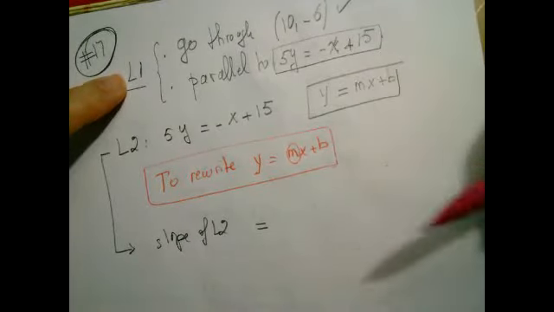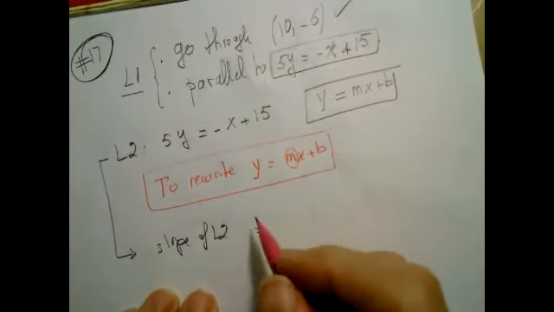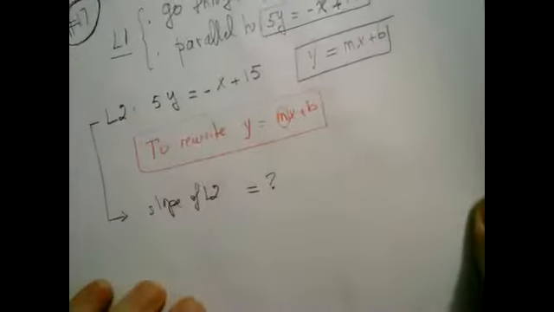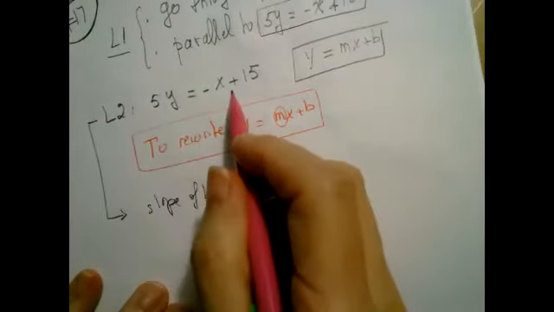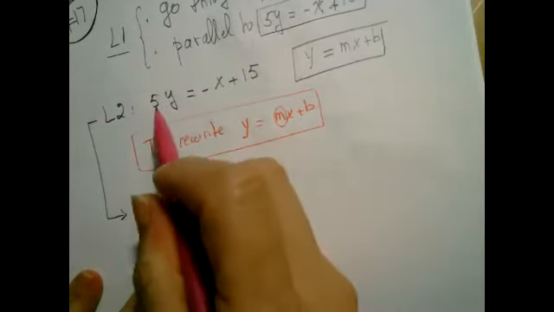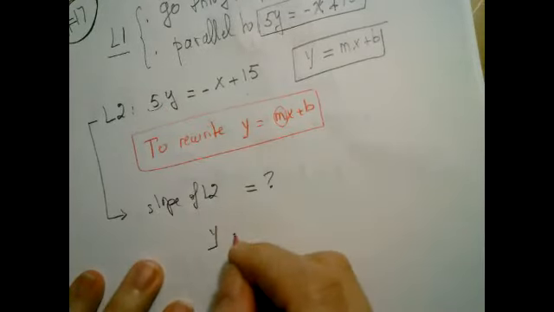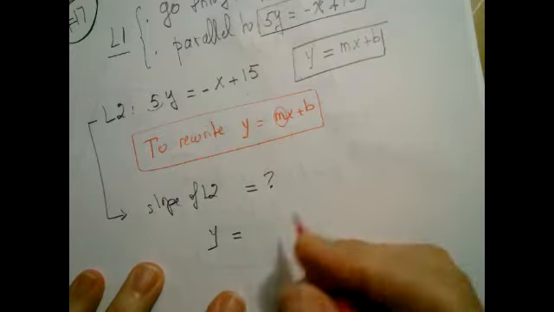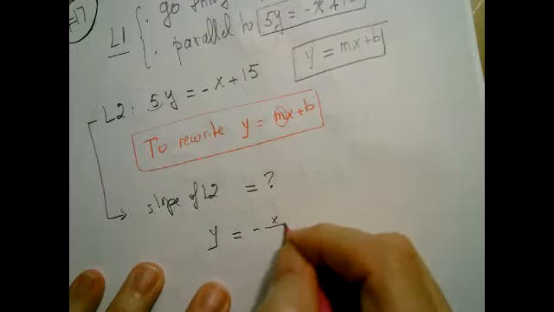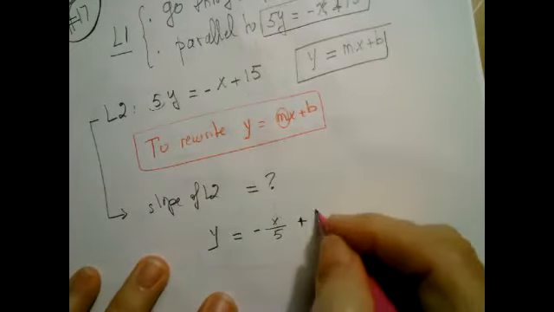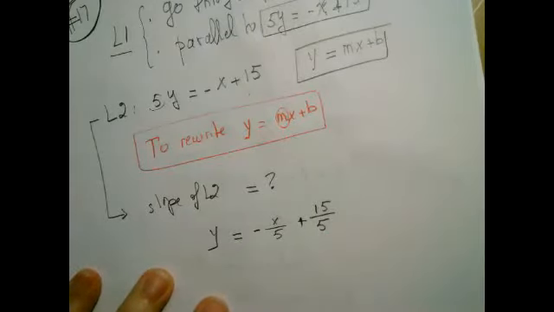So I know this one, I know the other one. It's equal to, what? That's my question mark. So I have to rewrite it. How can I rewrite it in this format? I have to divide by 5 both sides. So I'm going to have y equal minus x over 5. Everything has to be divided by 5, plus 15 over 5. I need to know what x is multiplied by.